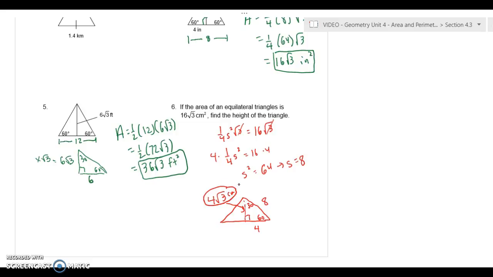centimeters. All right? So again, just a couple of different looks at equilateral triangles, but again, that formula 1/4 side squared root 3 can go a long way in helping us quickly and easily find the area of equilateral triangles.